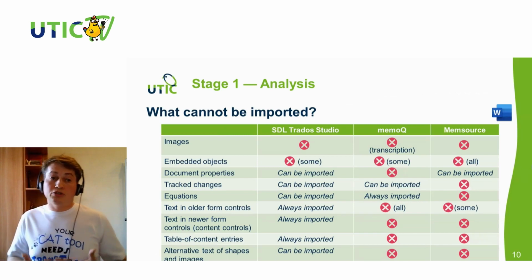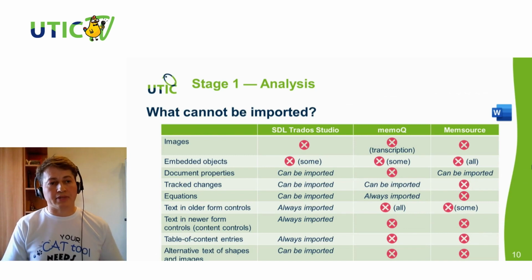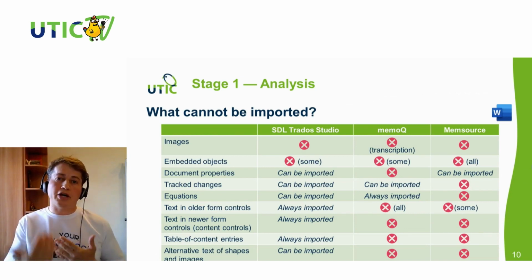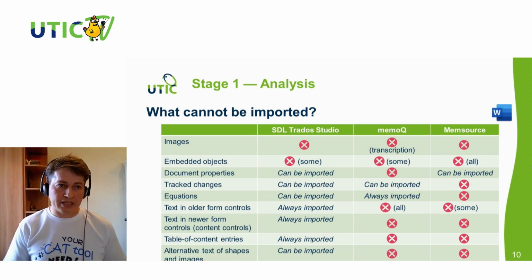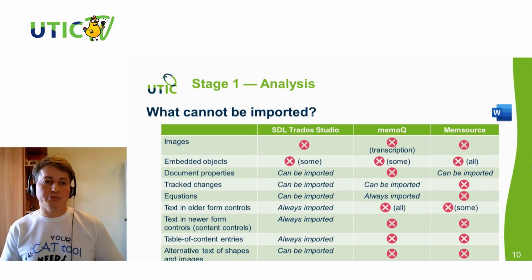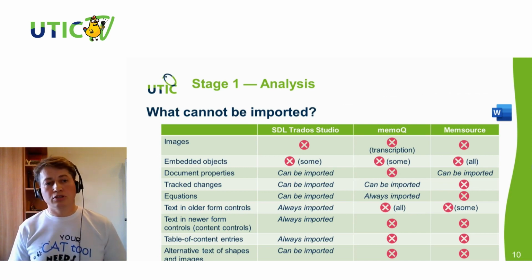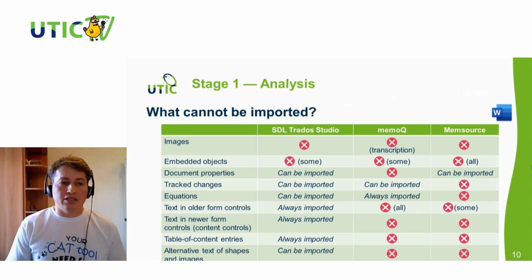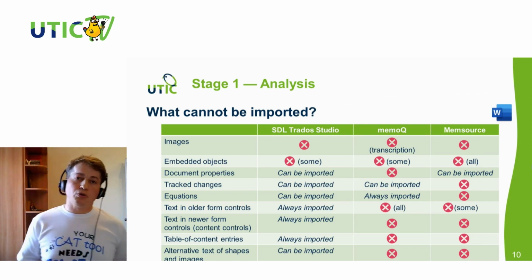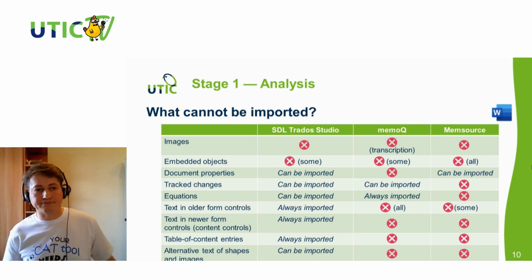It is also important to determine what cannot be imported by your CAT tool. CAT tools cannot import all types of content from Microsoft Office documents. In this table, you can see a list of features in Word documents that are not imported into Studio, MemoQ, or MemSource. If your CAT tool cannot import some features, you must translate that content manually.